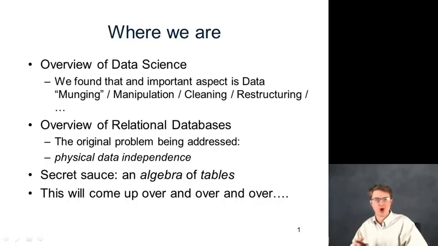Okay. Then we also gave an overview of relational databases, a kind of history of relational databases and why they came into being in the first place. We found that the original problem being addressed was physical data independence: when aspects of the data changed, all the applications broke. So you wanted to insulate applications from certain kinds of changes. And one of the tricks here, the secret sauce of relational databases, is this algebra of tables that allows you to reason about data manipulation tasks independently of the grubby details of the physical representation.